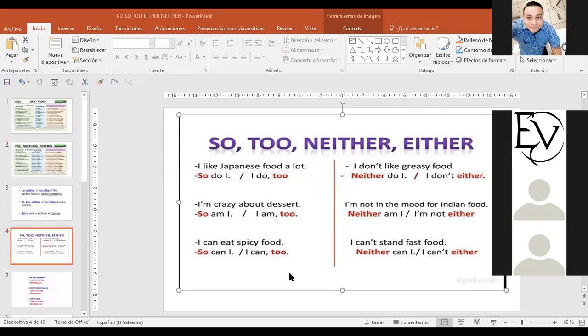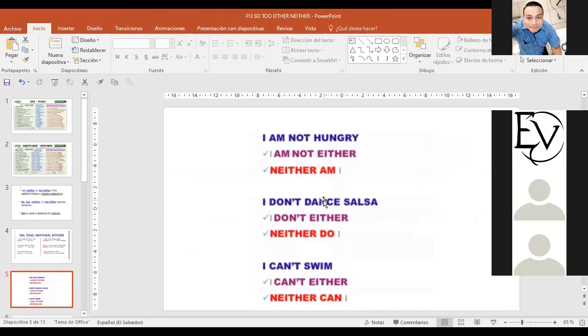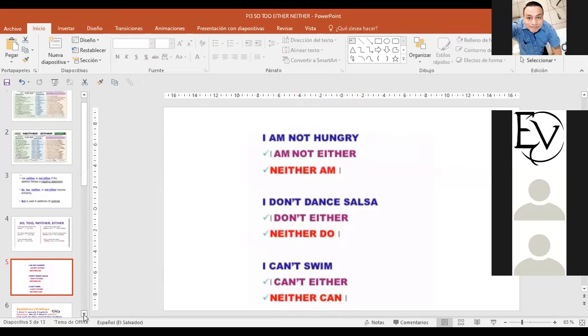Now you can talk or say sentences using so, to, neither, and either, okay? So in the platform, you can find these other examples. I am not hungry. I am not either. Neither am I. I don't dance salsa. I don't either. Neither do I. I can't swim. I can't either, or neither can I. Okay, that's what you have in the platform.